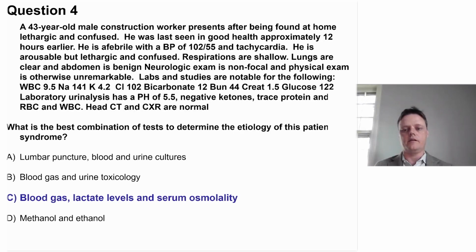This patient has an anion gap of 27. And so we need to think about the differential for an anion gap metabolic acidosis, including lactic acidosis and toxic alcohol ingestion.